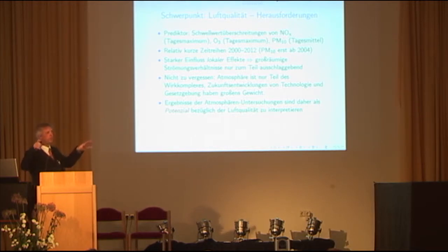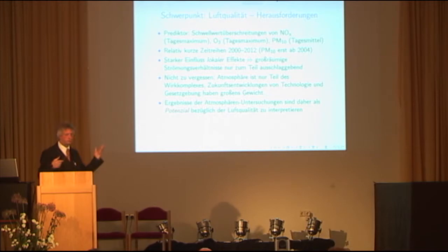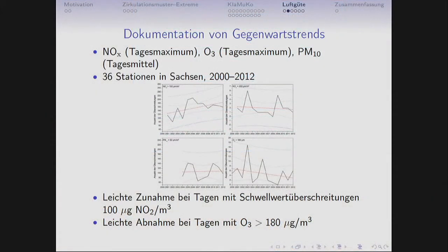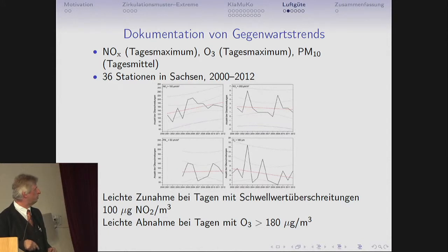We have atmospheric changing conditions, leaving out all legal and technological conditions. First, briefly, what would be the result? First of all, the present trends. Air quality stations in Saxony for analysis: 36 air quality monitoring stations were used for the analysis. You see 100 micrograms per cubic meter for NO2 and 180 micrograms per cubic meter for ozone. We have the graphs here.